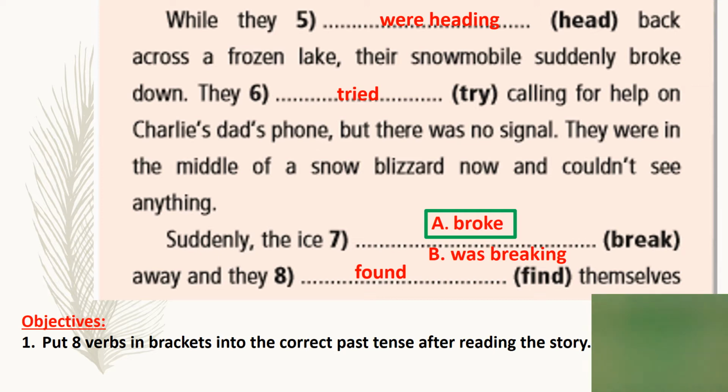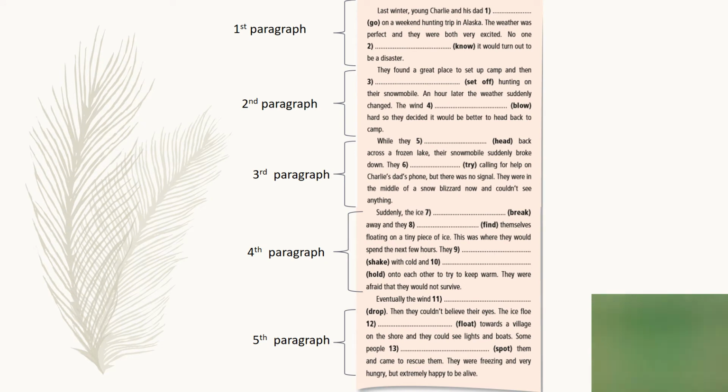And now we have another exercise. I just want to concentrate on the narrative. We have here the first paragraph, which shows that it is the introduction. The second, third, and fourth paragraphs are the main body, which represents all the plot, and the fifth paragraph represents the conclusion.